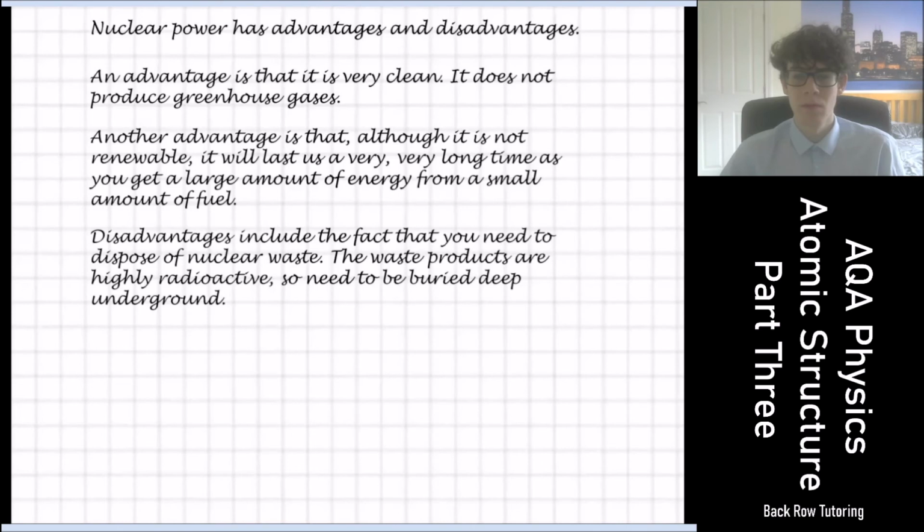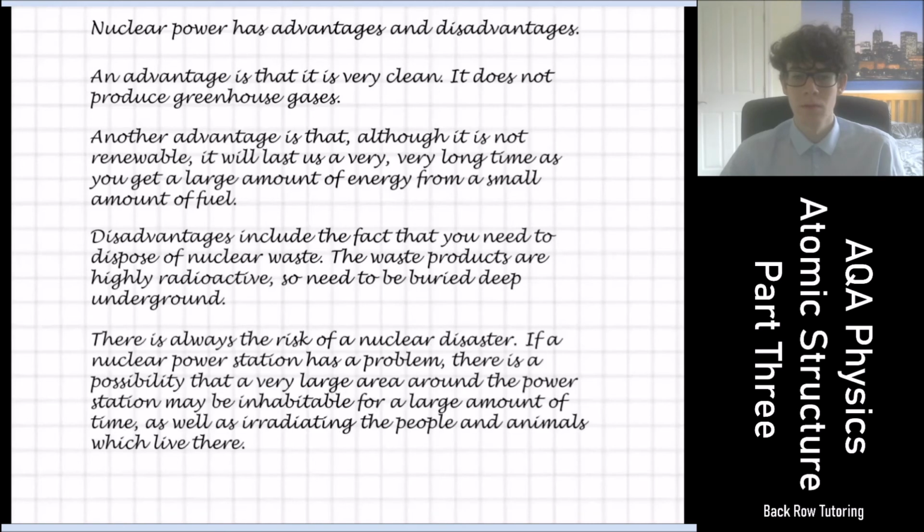Disadvantages include the fact that you need to dispose of nuclear waste. The waste products are highly radioactive, so need to be buried deep underground. There is always the risk of a nuclear disaster. If a nuclear power station has a problem, there is a possibility that a very large area around the power station may be uninhabitable for a large amount of time, as well as irradiating the people and animals which live there.